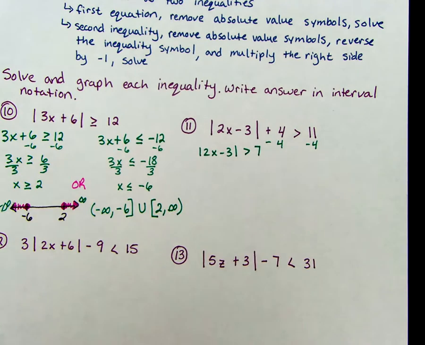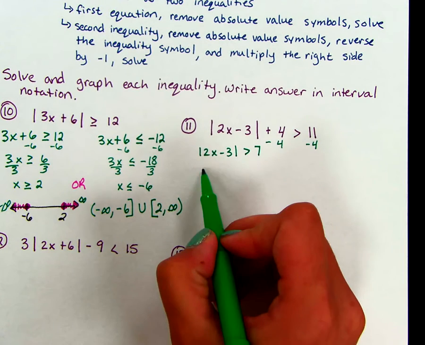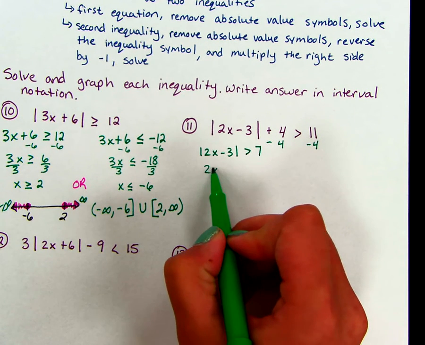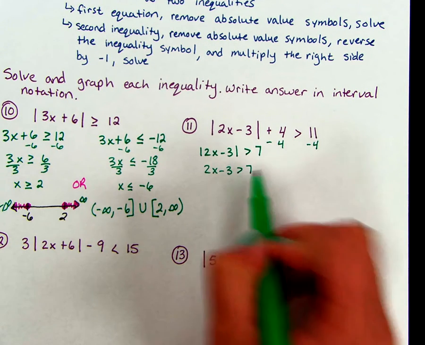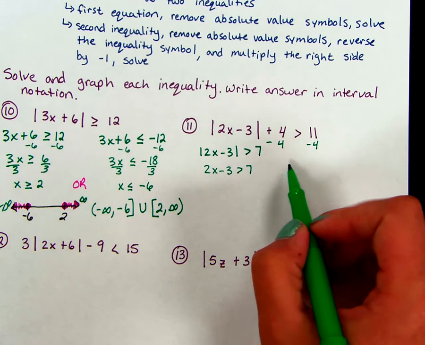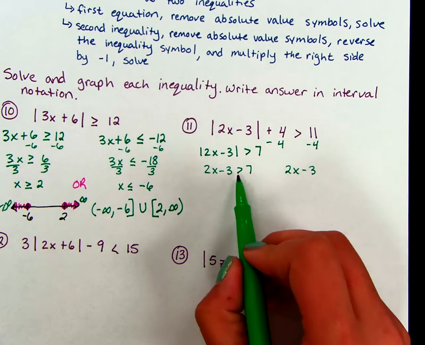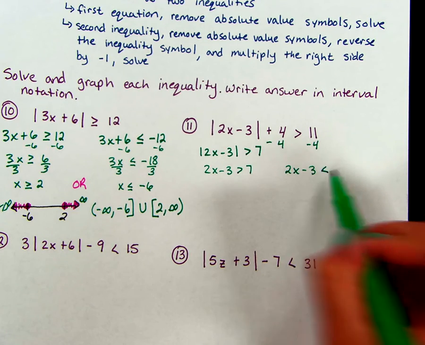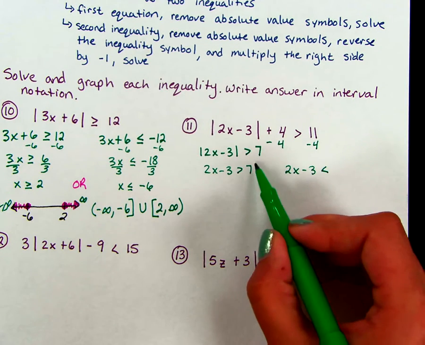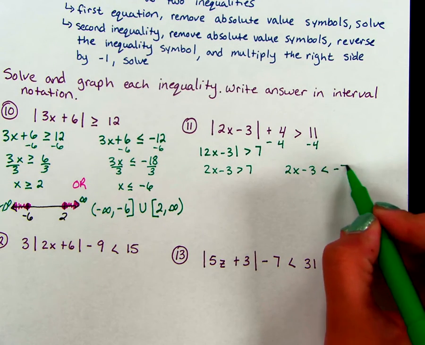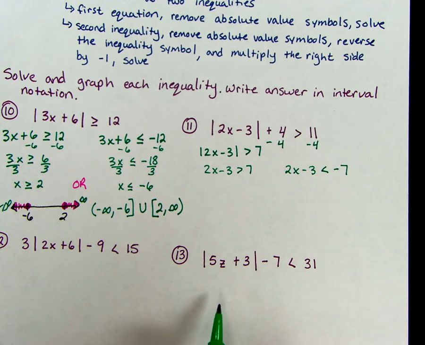From here, we're going to create our two equations. For the first one, we just drop the absolute value: 2x minus 3 greater than 7. The second one, we again drop the absolute value, 2x minus 3. We're going to flip the inequality, so it becomes less than. And then we change this to be its opposite sign, so -7. And now we're just solving each piece.